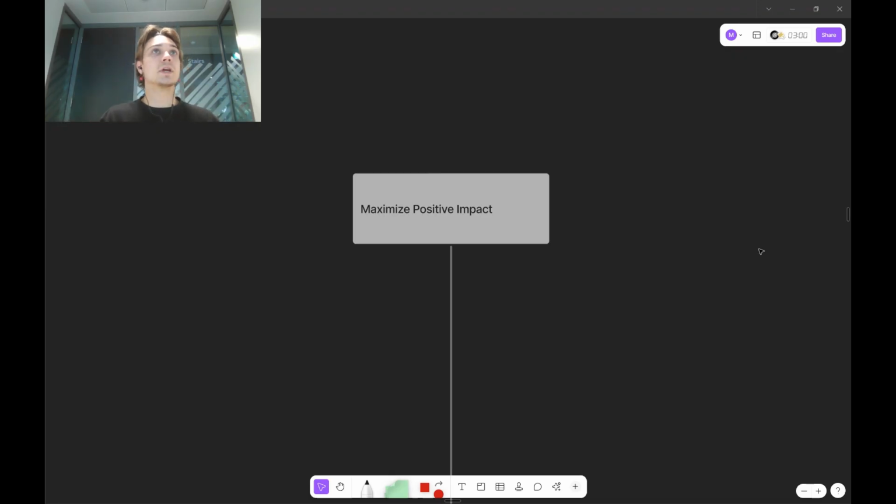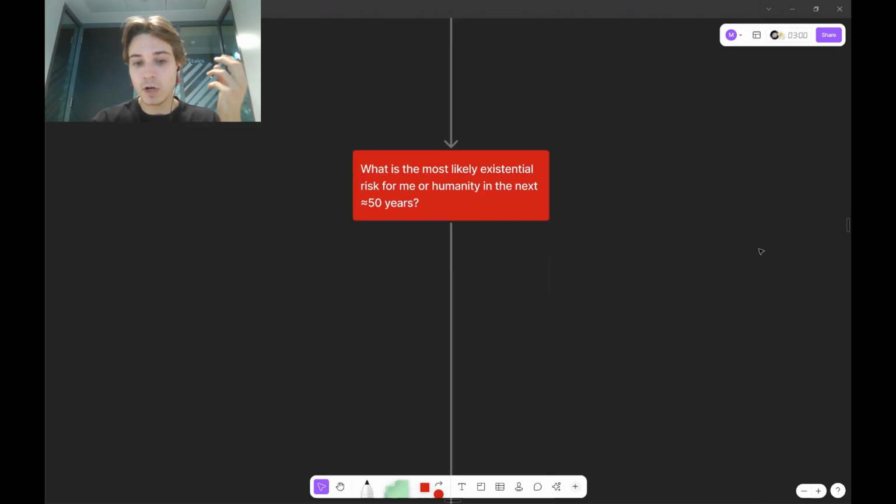And just to start, why are we talking about my life goals? I think that's the best way to present my chain of thought on what problem to work on and whether that should be making dev optional or not. So when I think, okay, maximizing positive impact sounds lovely, but what exactly does that mean? If I try to write it down as a clear criterion, I think the question truly is: what is the most likely existential risk for me or humanity in the next plus or minus 50 years?